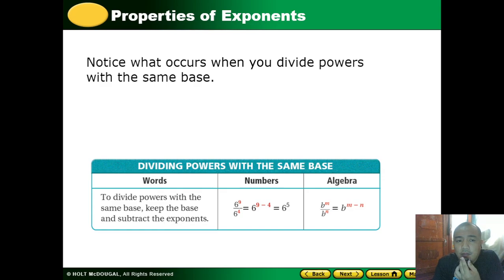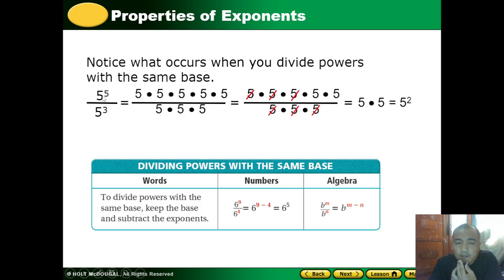Notice what occurs when you divide powers with the same base. So we're now through multiplying powers with the same base. We proceed to dividing powers with the same base. To divide powers with the same base, keep the base and subtract the exponents. When we multiply powers with the same base, just add exponents. But when we divide powers with the same base, just keep the base and subtract exponents. Example, 6 to the 9th power divided by 6 to the 4th power is equal to 6 raised to 9 minus 4. So we subtracted exponents, it's equivalent to 6 to the 5th power. So in algebra, b raised to m divided by b raised to n equals b raised to m minus n.